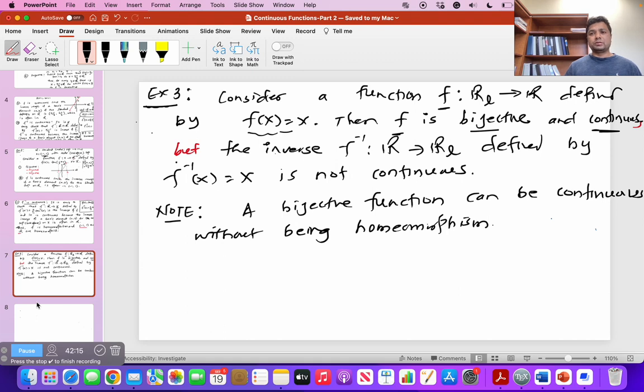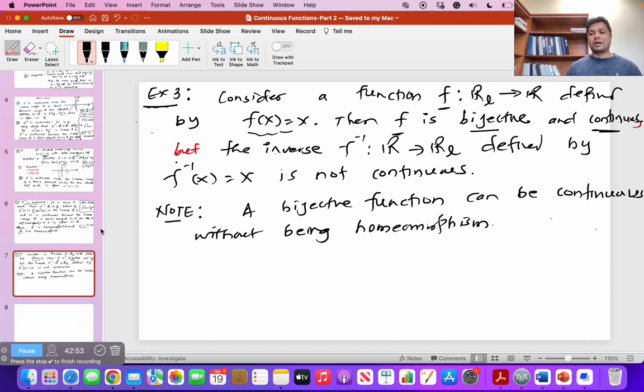Now you can see that continuous functions are very important in topology, because we use continuous functions to check whether the given topological spaces are homeomorphic, or whether given topological spaces are topologically similar or not. That's why continuous functions are important in topology.